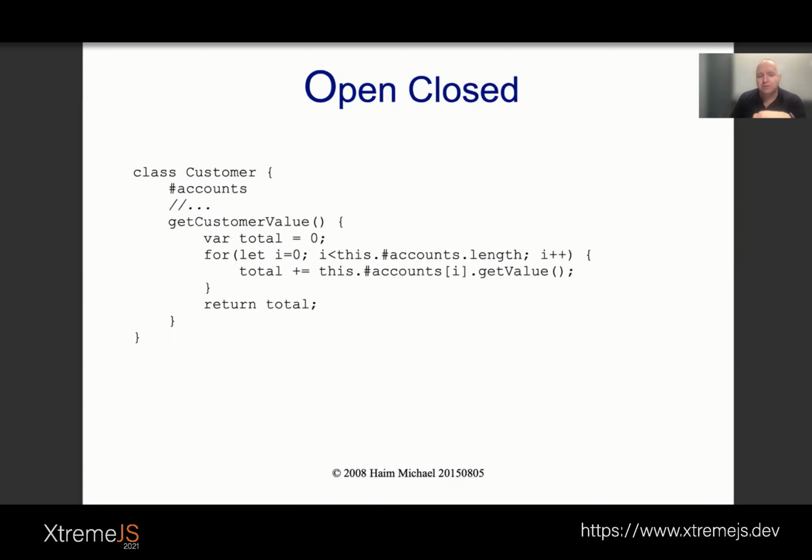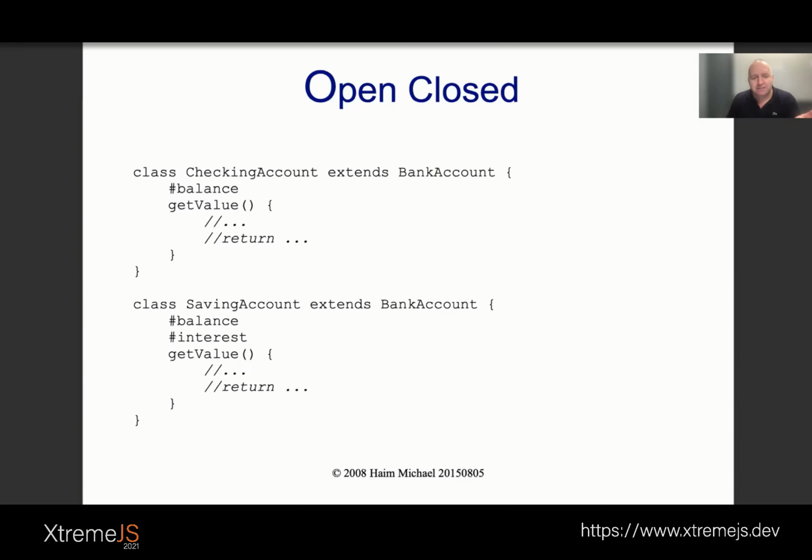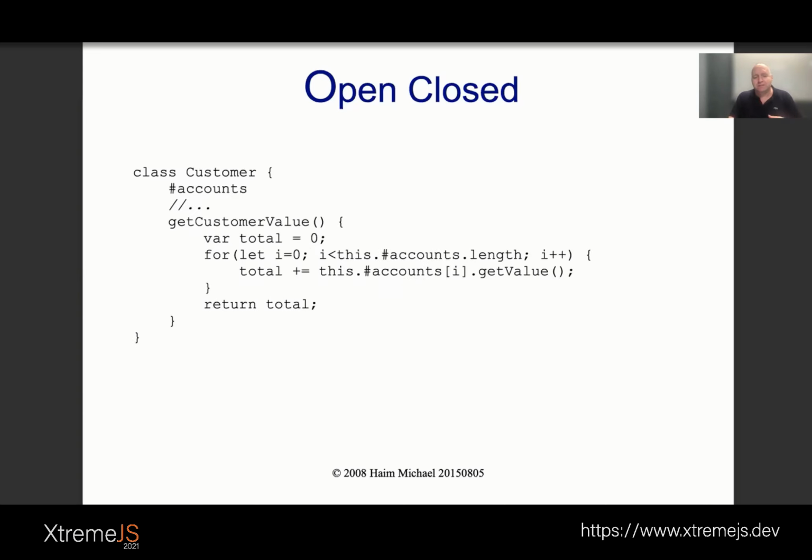And by doing so, if you take a look at this code, now if we have another class, its name is foreign currency money account, all we need to do is define that new class as a class that extends bank account. And by doing so, we extend the capability we have when using customer without the need to change the code of the get customer value.